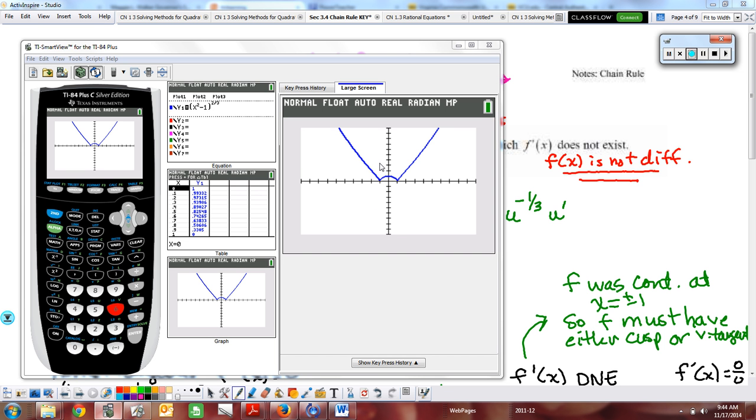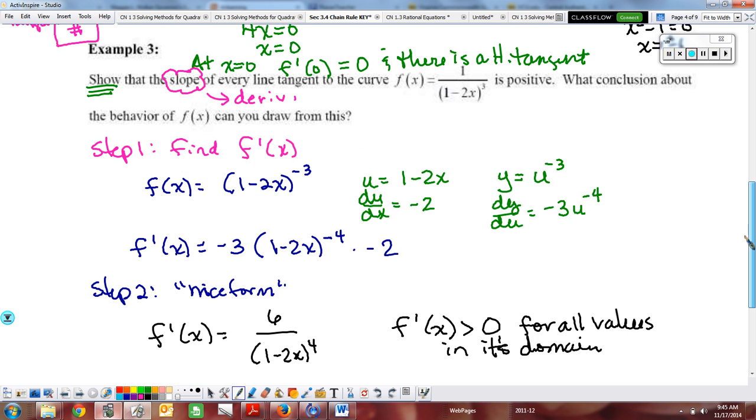As you can see, you have decreasing, increasing, decreasing, increasing, and look, at -1 and 1, where the derivative did not exist, there appears to be a cusp there. While at 0, where you had a horizontal tangent, you have a nice smooth part of the graph where you have an extrema. Okay, again, just previewing some things that are going to come in the next section. All right, let's come down here and look at this one.